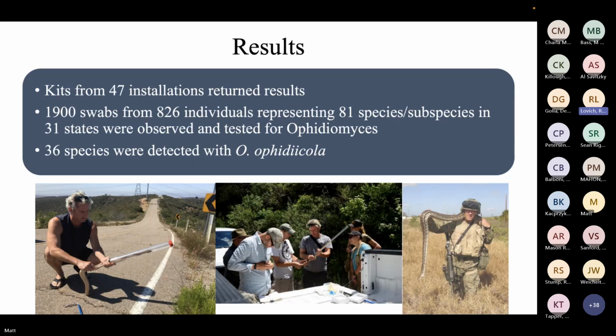47 installations participated in this, which is again tremendous. We appreciate everybody's assistance on that. 1,900 swabs from 826 individuals, with 81 species or subspecies in 31 different states, were observed and tested, and 36 of those species were detected with snake fungal disease.